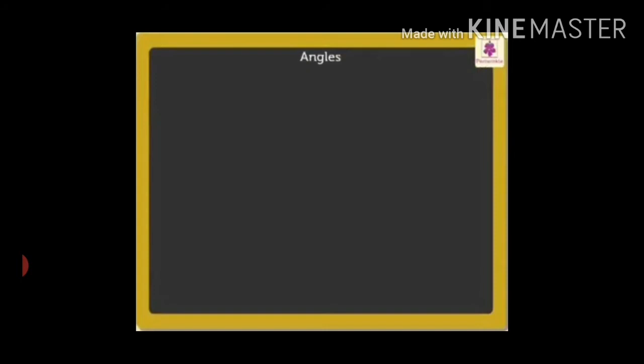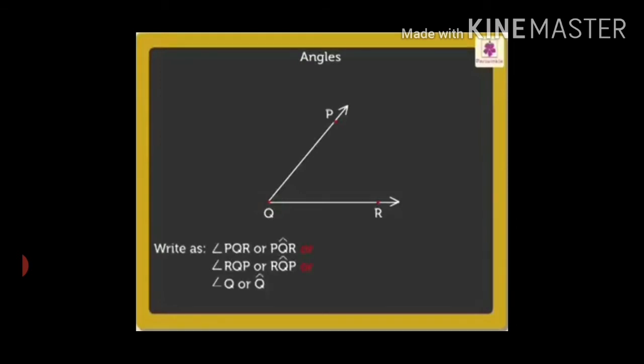As you know, an angle is formed by two rays that have a common point. Here, ray QP and ray QR are called the two arms of the angle. The common point Q is the vertex of the angle. We write this angle using letters and symbols as.